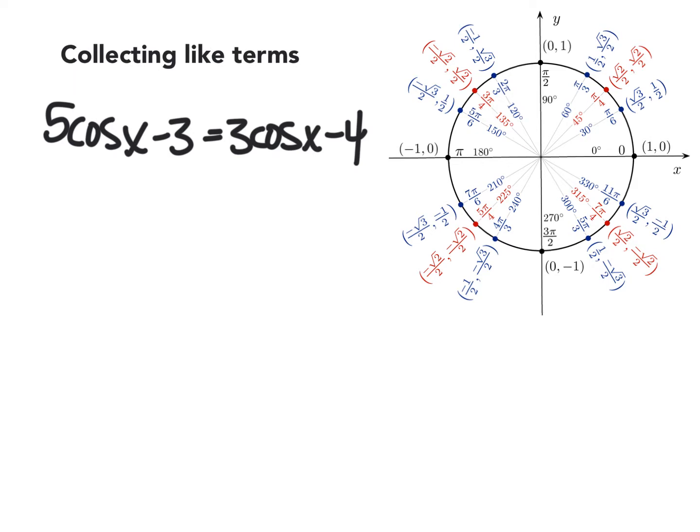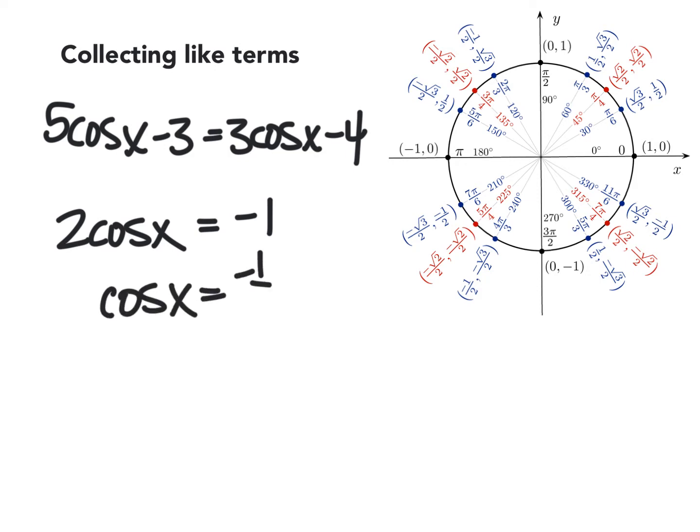All right, in our first example, we have 5 cosine x minus 3 equals 3 cosine x minus 4. And this we're going to solve by collecting like terms. It's just like any other equation that you've ever dealt with. Just get your variable on one side, numbers on the other. So by subtracting 3 cosine x from both sides, I have 2 cosine x, and I'm going to add 3, equals negative 1. Divide by 2, so cosine of x equals negative 1/2.